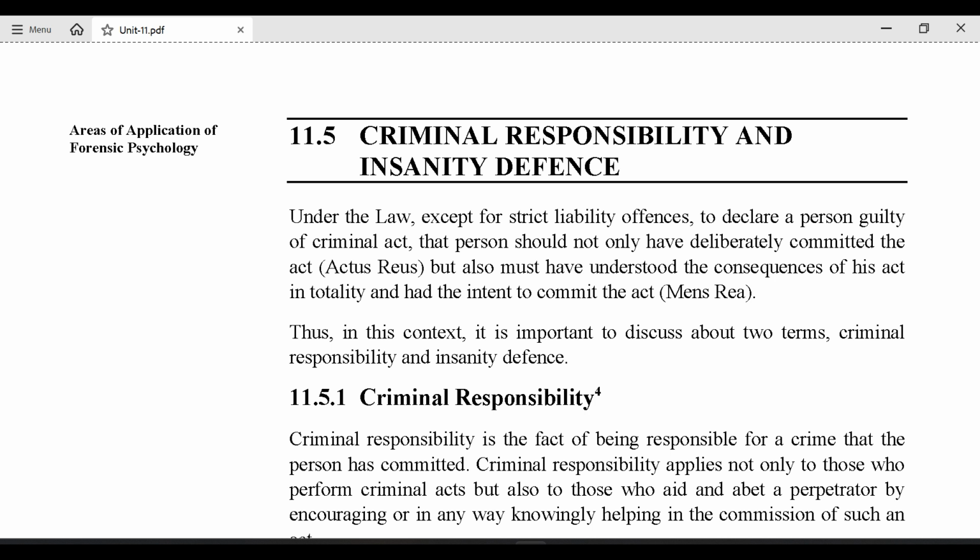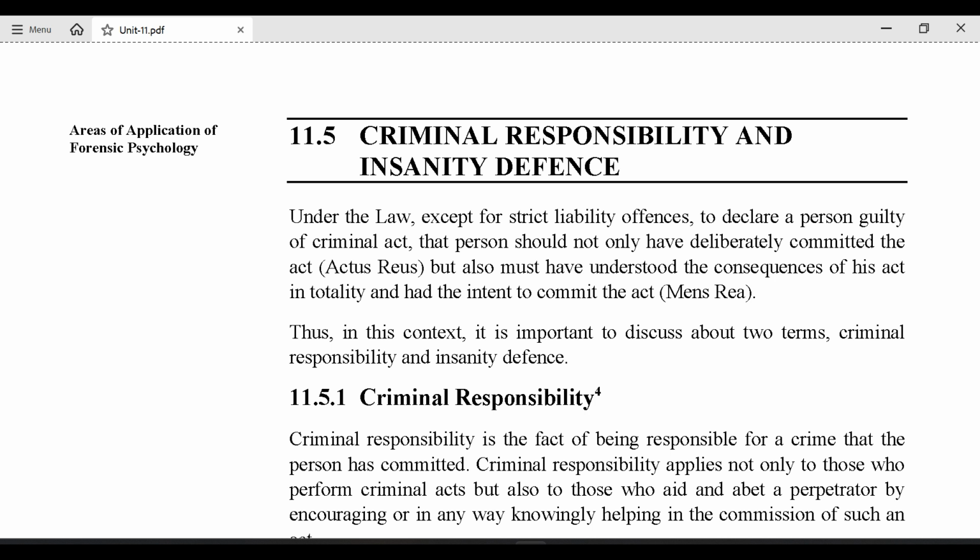11.5 Criminal Responsibility and Insanity Defense. Under the law, except for strict liability offenses, to declare a person guilty of criminal act, that person should not only have deliberately committed the act, actus reus, but also must have understood the consequences of his act in totality and had the intent to commit the act, mens rea. Thus, in this context, it is important to discuss two terms, criminal responsibility and insanity defense.